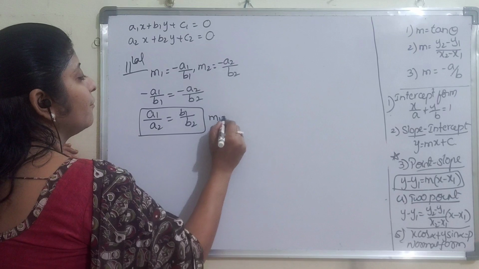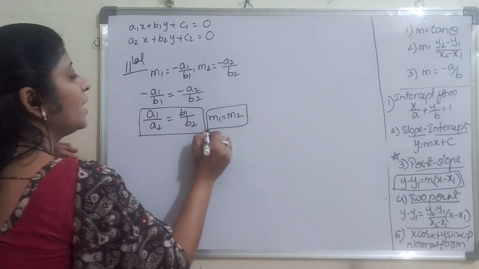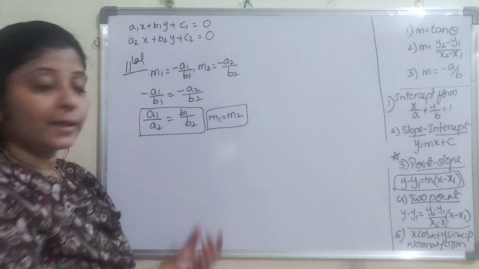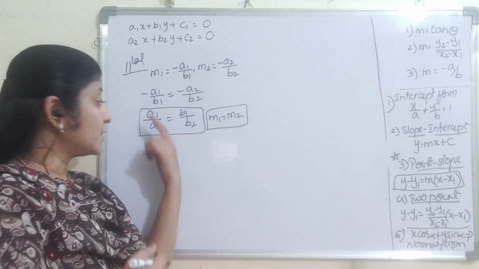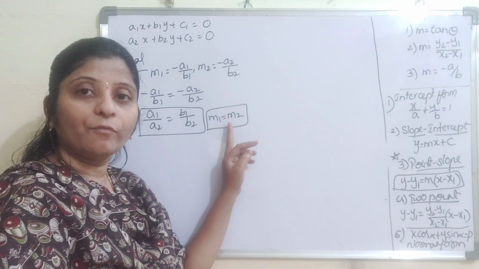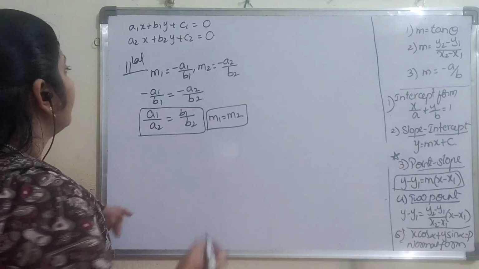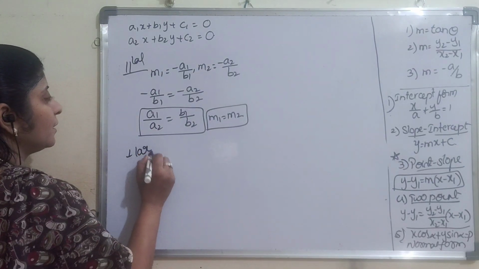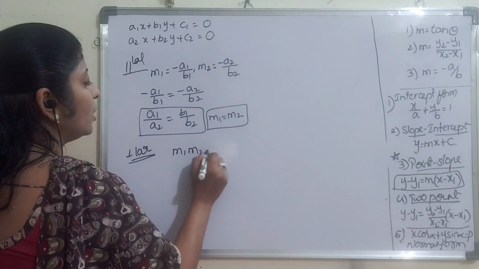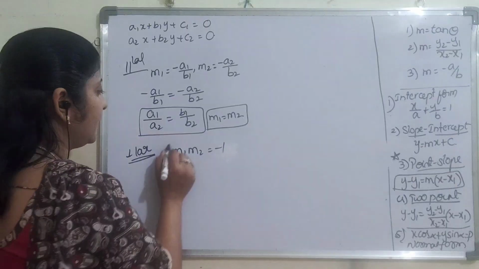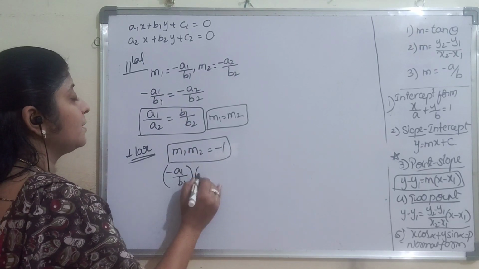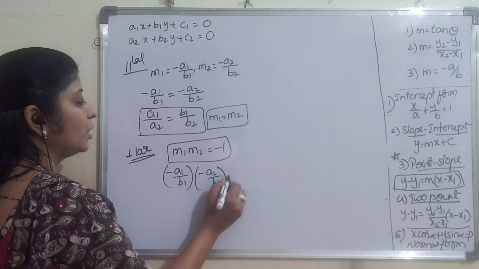Or we can write m1 equal to m2. If two lines are parallel, this is the condition when general forms are given: the ratio of x coefficients, a1 by a2 equal to b1 by b2, or we can say m1 equal to m2. And if two lines are perpendicular, what will be the condition? m1 m2 equal to minus 1 we are having. This is the condition. So multiply minus a1 by b1 into minus a2 by b2 equal to minus 1.